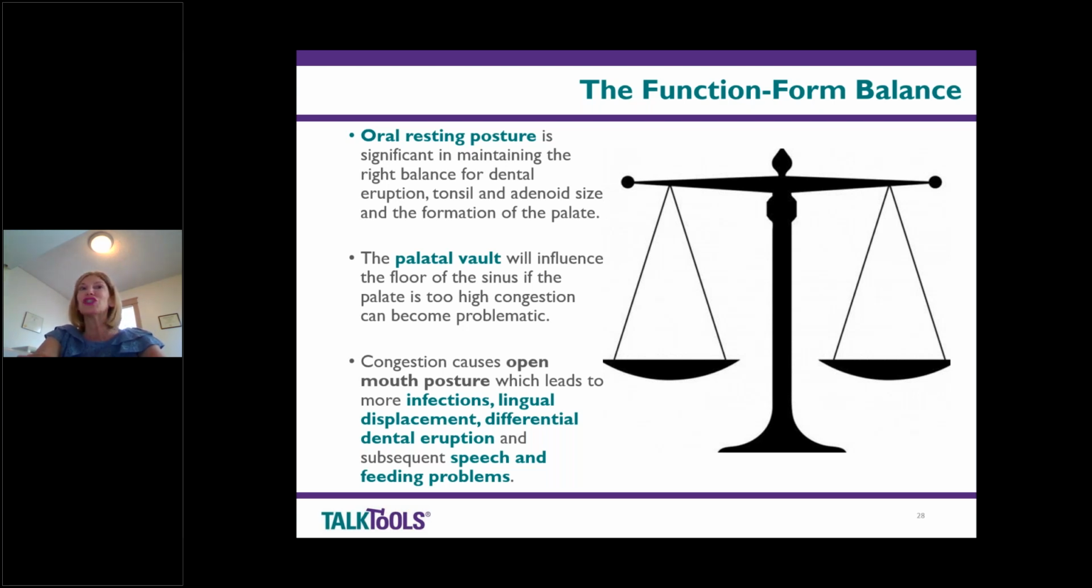And then this congestion further causes open mouth posture, and that leads to more infections, lingual displacement, differential dental eruption, and subsequent speech and feeding problems. So we have to catch this early.